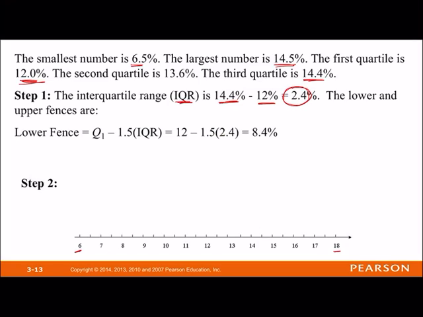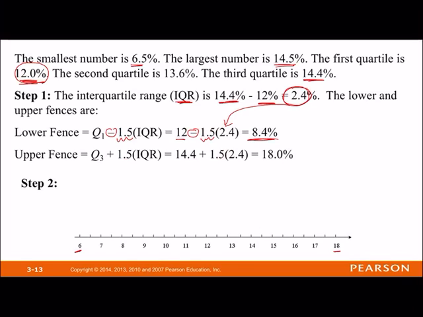So now let's calculate our fences. Our lower fence is going to be Q1 minus 1.5 times the IQR. Look back up at the top. The first quartile is 12, so that's why I put the 12 in there. I just brought over the minus sign. 1.5 is part of the formula, and we just found that 2.4. Make sure you follow order of operations. Multiply before you subtract. You can enter it into the calculator all at once as well. And your lower fence is going to be 8.4.